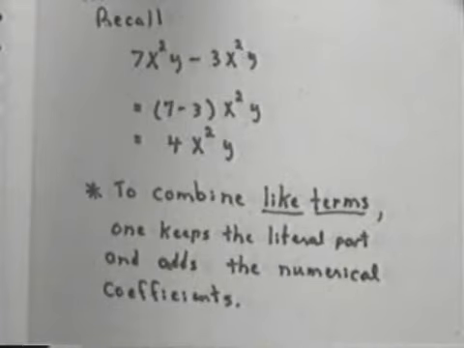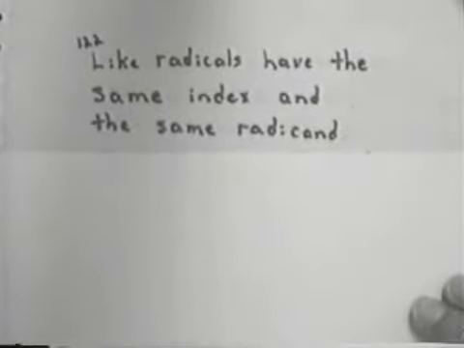The same procedure will work for radicals. But before going into the adding and subtracting of radicals, we do need to consider like radicals. Like radicals have the same index and the same radicand. Let's look at some examples.